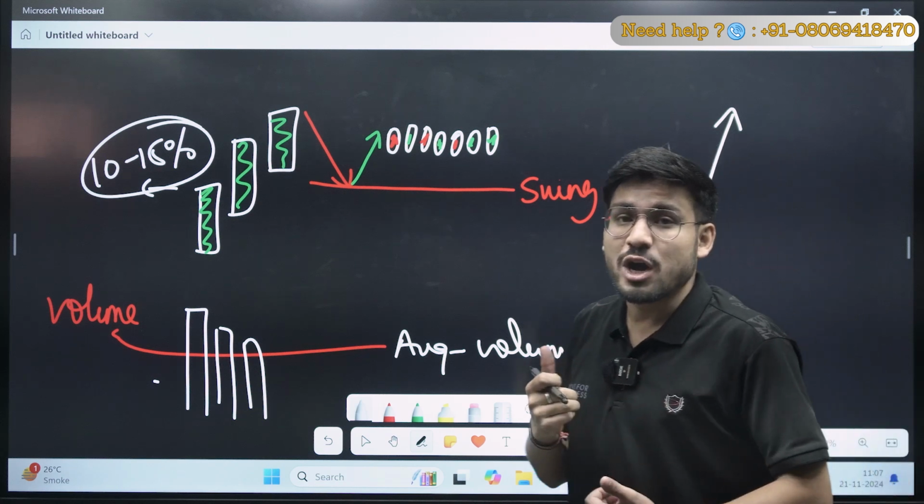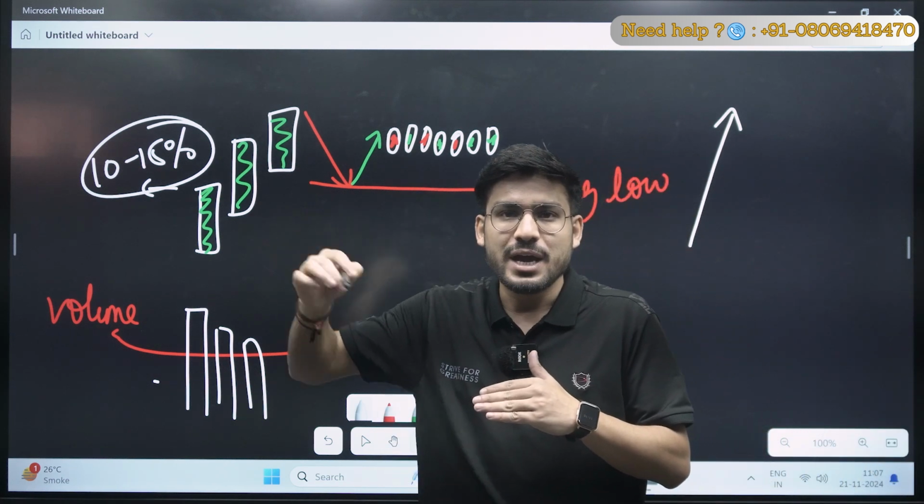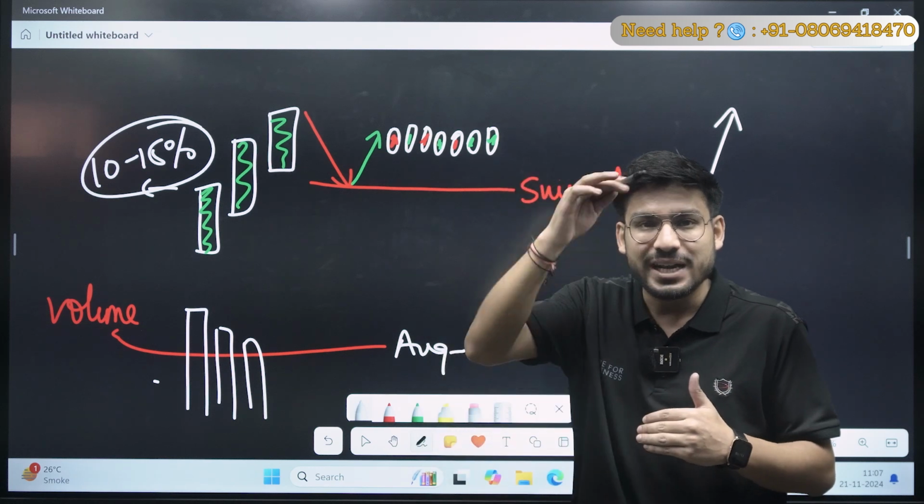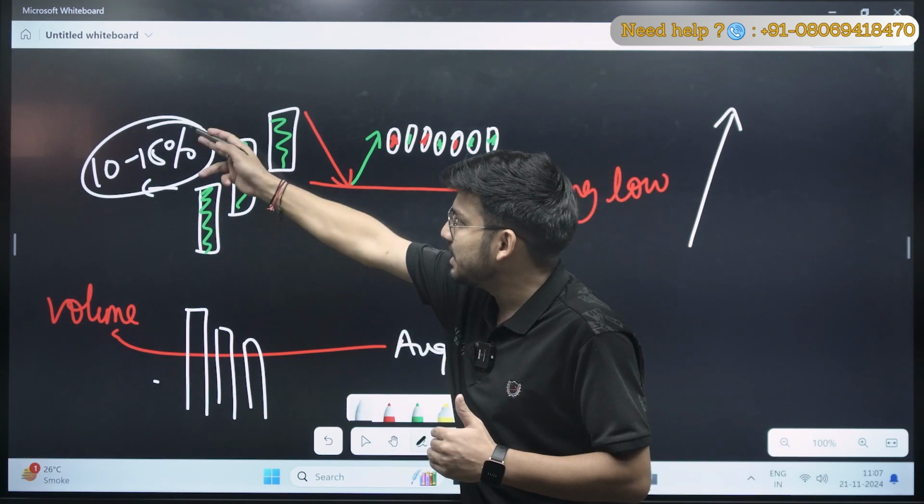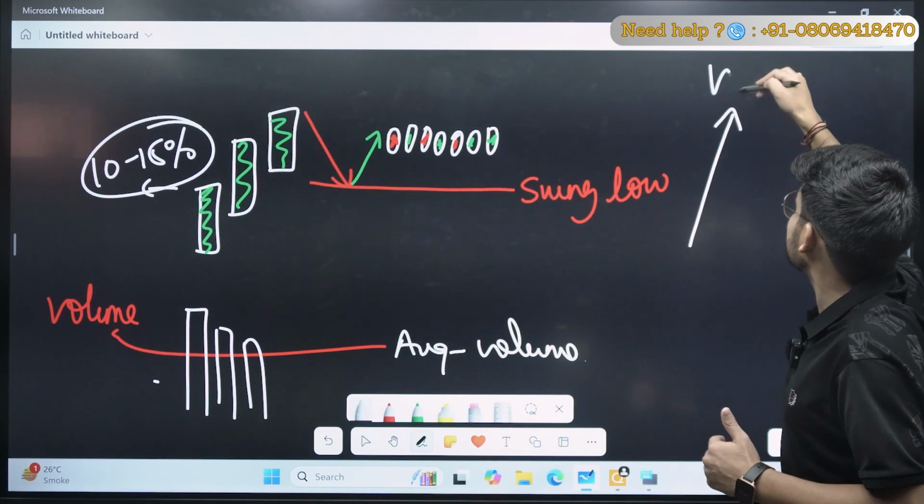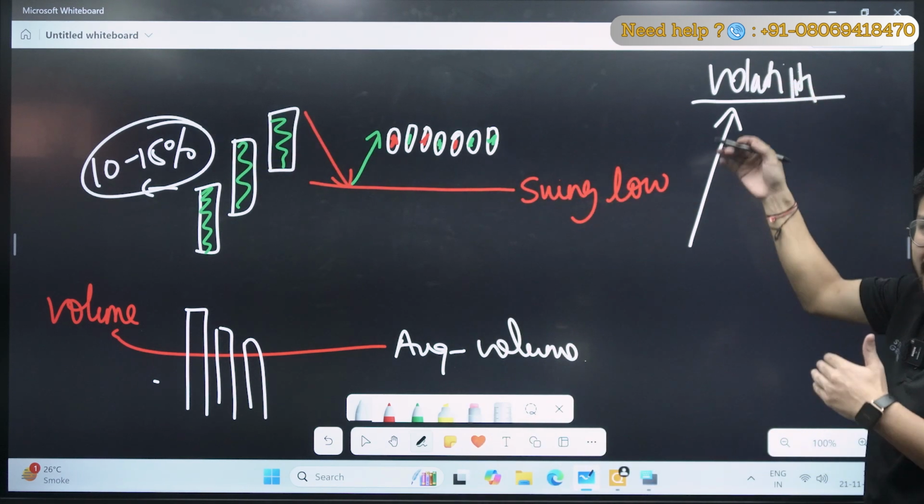Okay, now when we talk about volatility, volatility always moves in a range. My volatility is always mean reverting. It means it will revert from a certain level, right? So when I got this movement of 10 to 15%, at that time, I'm talking about volatility here. Okay, so at that time my volatility spiked up, right?